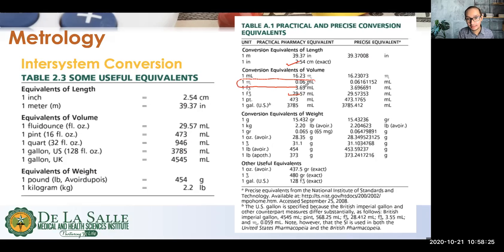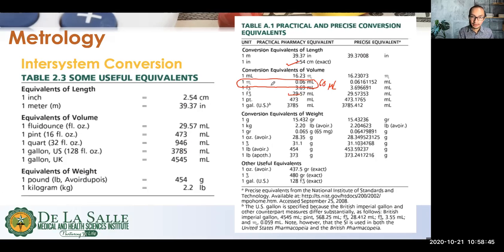This is the minim. 1 minim is equivalent to 0.06 of a milliliter, or that's equivalent to 60 microliters. So, 60 microliters, that's the equivalent of a minim.